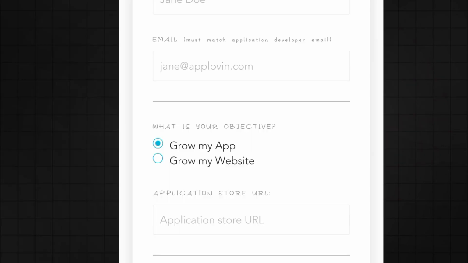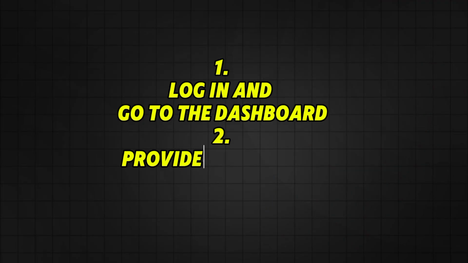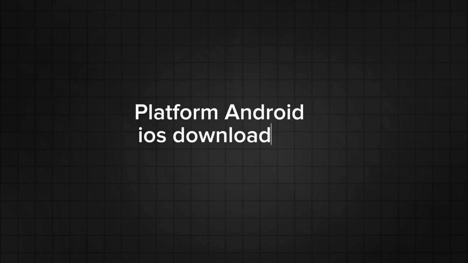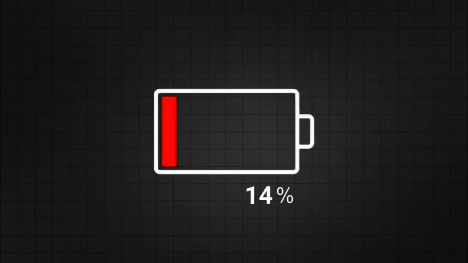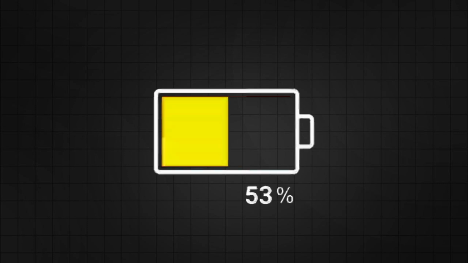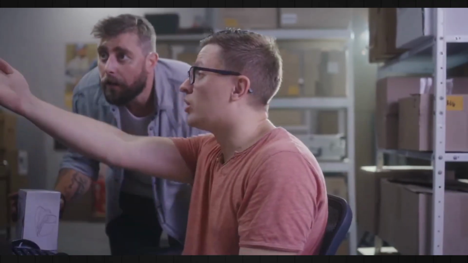Step 3. Adding app information. 1. Log in and go to the dashboard. 2. Provide the name of your app, platform, Android, iOS, and download link. Step 4. Check policies. 1. Verify if your app's content complies with Applovin's policies. 2. Apply for approval. If you are unable to get an Applovin account approved, no worries. I'll show you an alternative.